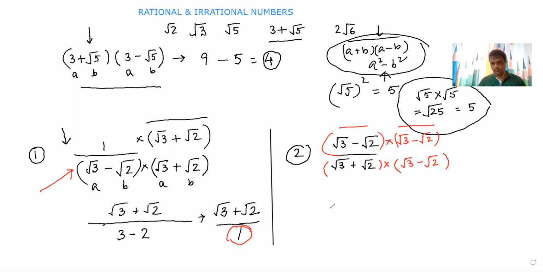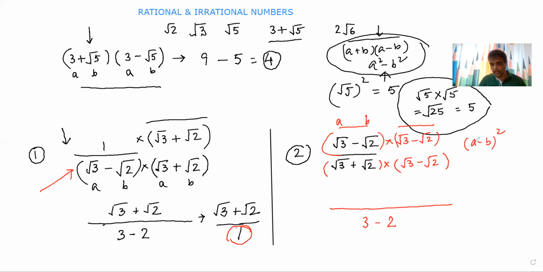All right, so let's first do the denominator. What is the denominator? A plus B, A minus B. What is A square? 3. What is B square? 2. So 3 minus 2, right? The denominator has got rationalized because this is 1. Now let's see what happens in the numerator. Root 3 minus root 2 into root 3 minus root 2. This is A, this is B. A minus B whole square. This is what we are going to do, right? A minus B whole square.